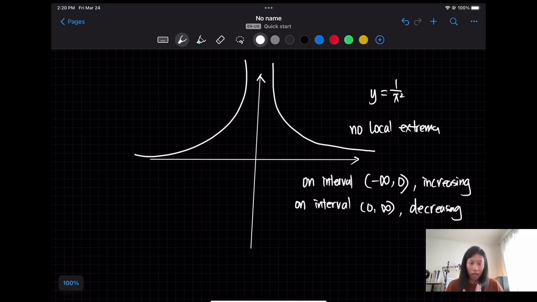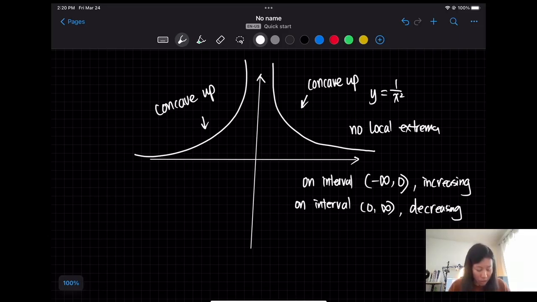Now let's take a look at the concavity. This part is increasing and opens up like a U, so it is concave up. And this side is decreasing and also concave up because it opens up. So I can say that on the interval from negative infinity to 0 union 0 to infinity, the function is concave up.